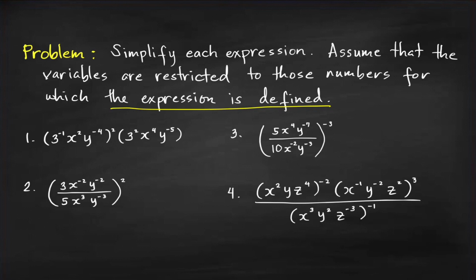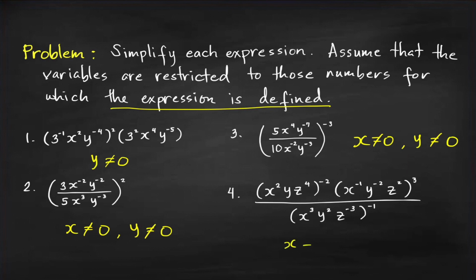So if we look at problem 1, since y is raised to a negative number, y should not be equal to 0 for this to be defined. For problem 2, since we have an x in the denominator, x should not be equal to 0, and y should not be equal to 0 as well. For problem 3, x should not be equal to 0 because it is raised to negative 2, and y is also not equal to 0. And also in problem 4, all the variables should not be equal to 0.